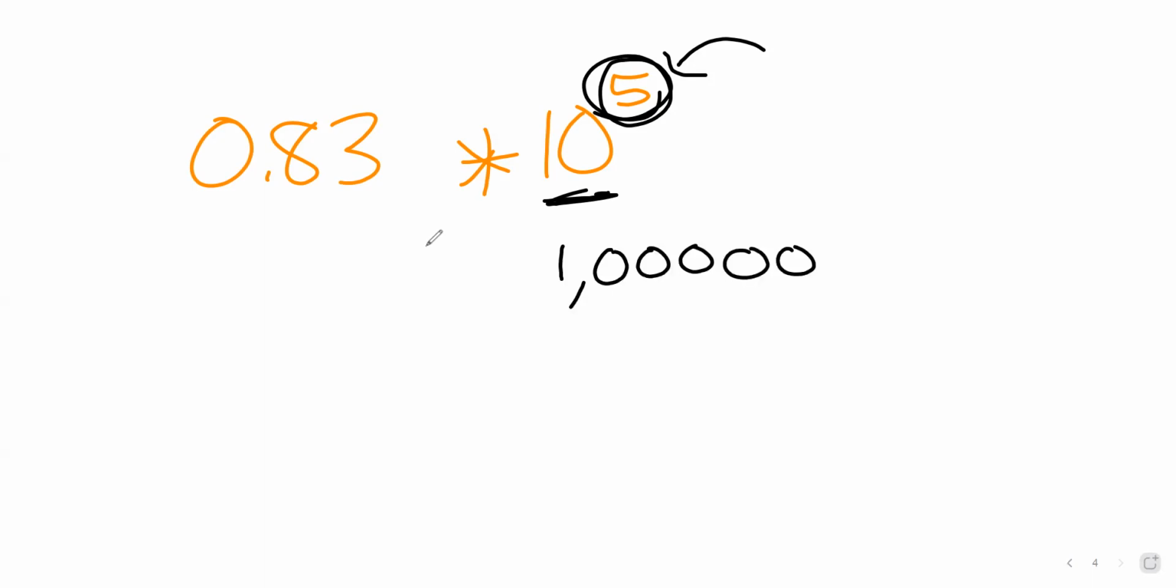That comma is definitely in the wrong place. Let me fix that. Okay, let's get back to that. So 1, 2, 3. Okay, so I end up with 100,000. So that's what we're doing here.